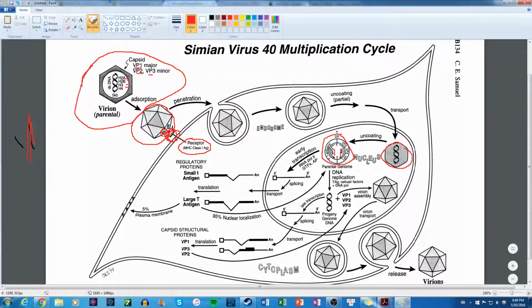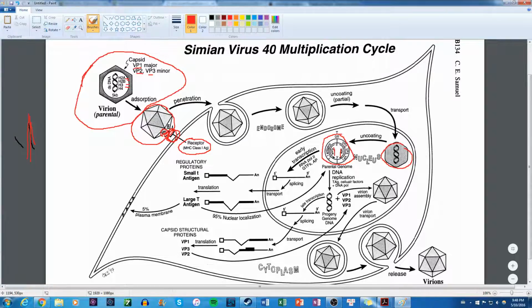So after the viral DNA is made, you have a bunch, tens of thousands of copies of the DNA. Now you can have a bunch of transcription and translation of that DNA, and then you have VP2, you then have late gene expression.